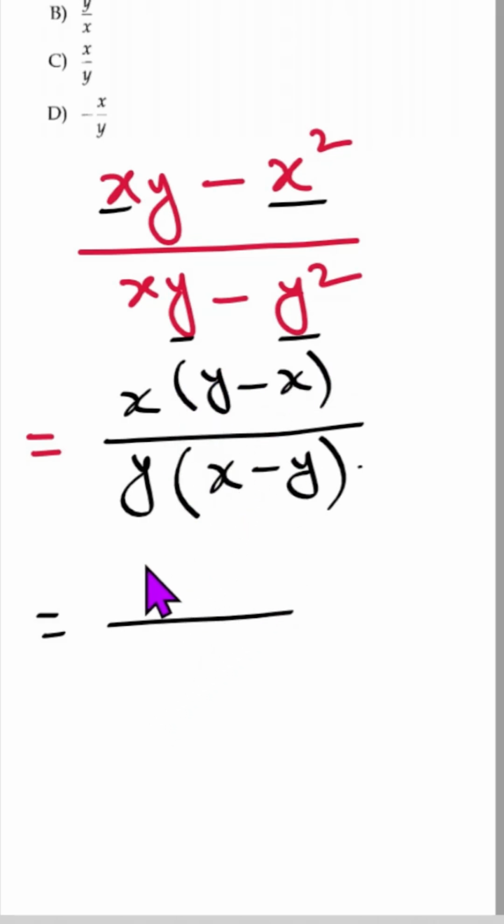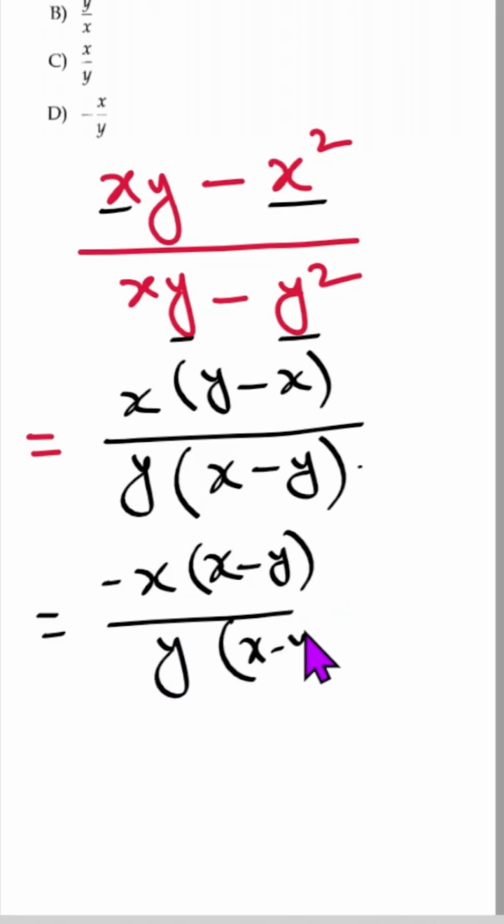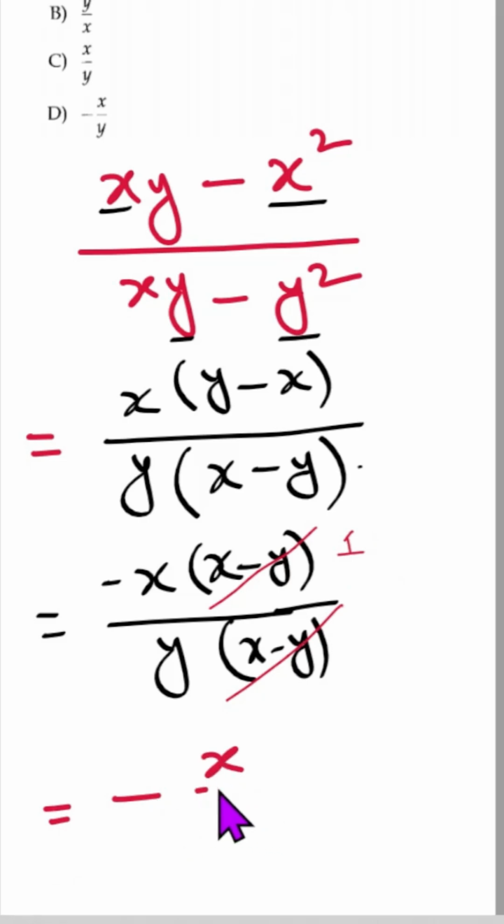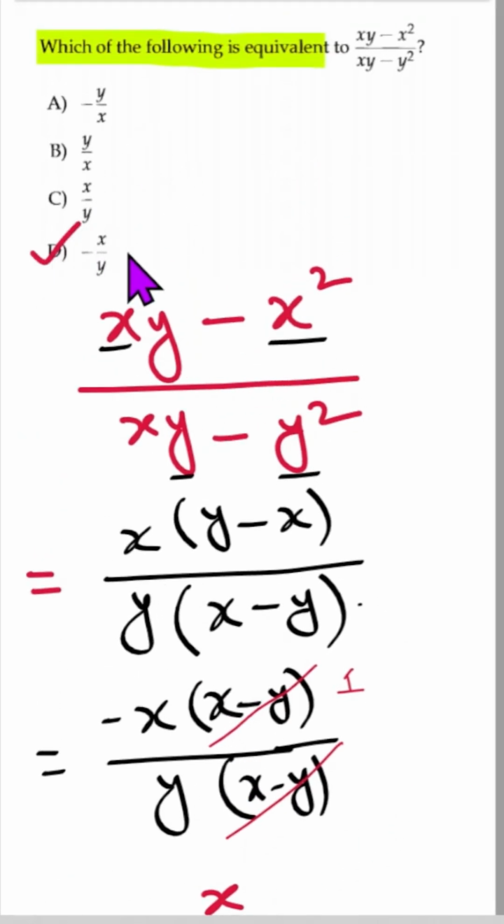So we can take common in the numerator. So minus x, it will become (x minus y), and here is y, (x minus y). So we can divide this x minus y by x minus y. So here is 1 and our answer will be minus x by y. So which one is it? Number D is our right answer.